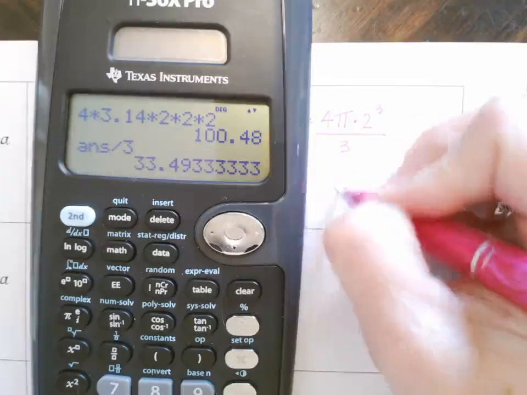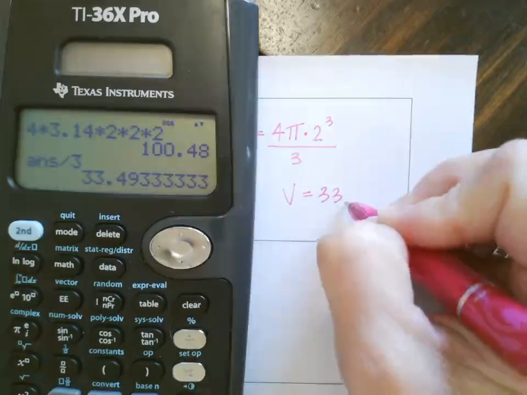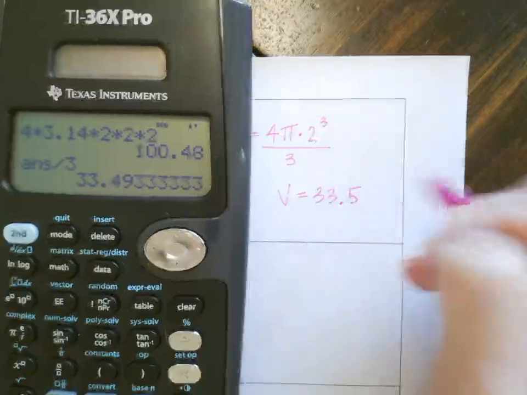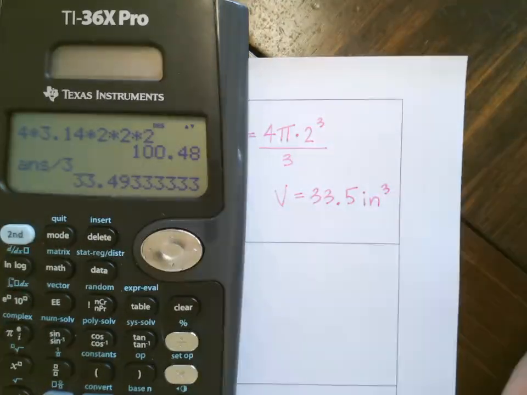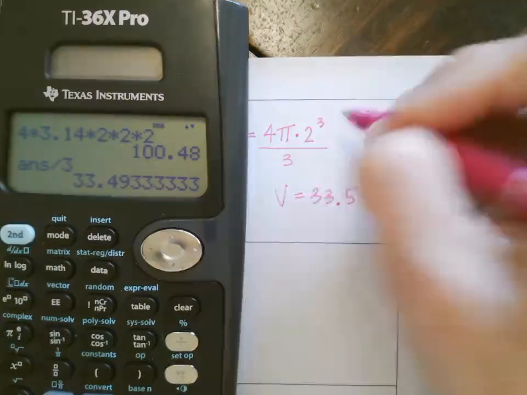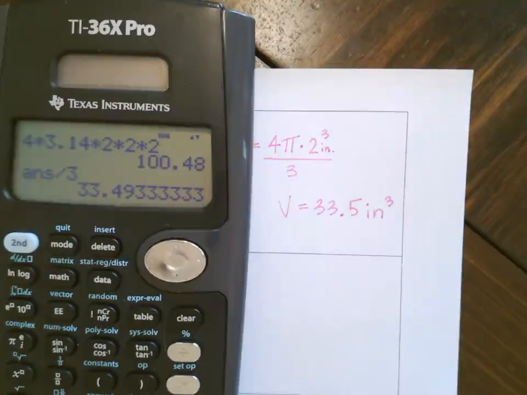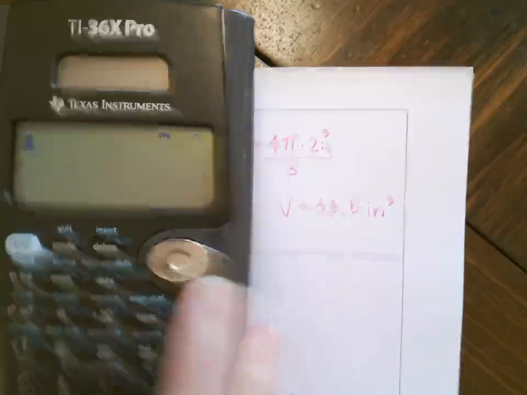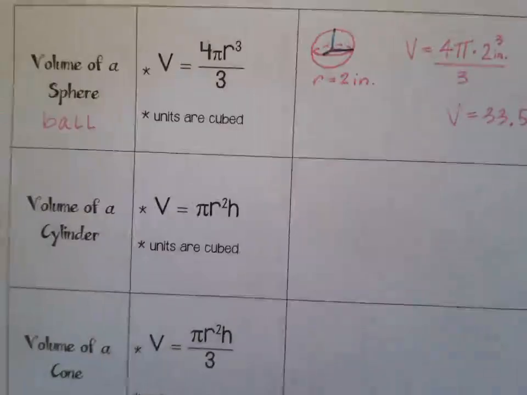So the volume of our orange is 33.5 inches cubed. The reason why our inches are cubed is because this 2 right here was actually 2 inches times 2 inches times 2 inches, so we also have inches to the third. All right, nice job.